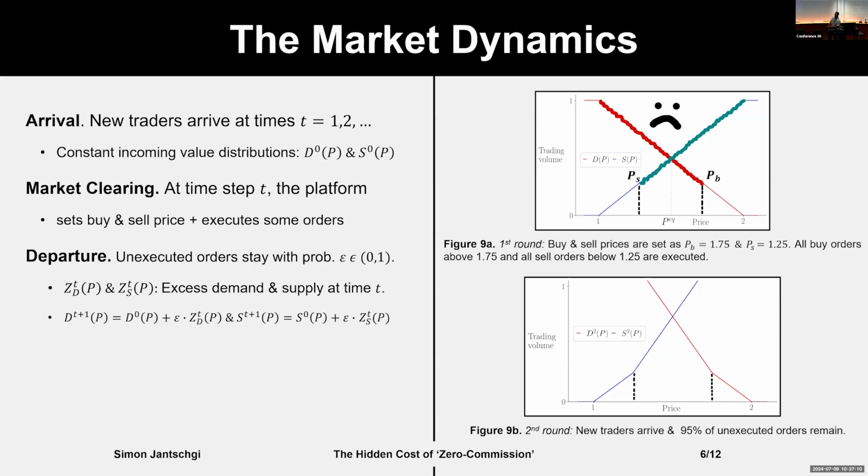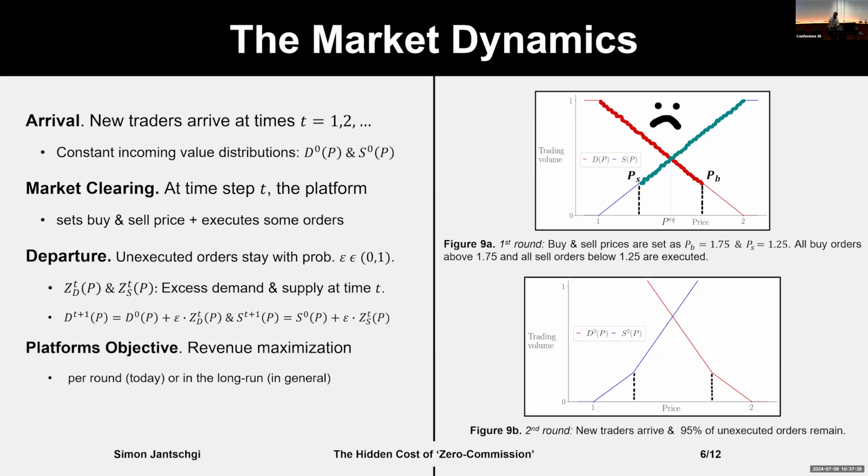So at time t plus 1, the demand at time t plus 1 is going to be the newly incoming demand plus an epsilon fraction of the excess demand, where the epsilon is simply going to be the probability that an order is going to remain active for the next trading round. And I'm going to assume that the objective for a platform is going to be revenue maximization. And to really focus on the key trade-off that the transaction costs are going to bring, I'm going to talk about myopic per round maximization, but all of the results are going to hold true if I'm talking about revenue maximization in the long run. And for the long run efficiency, I'm simply going to look at the average efficiency of the market over time.